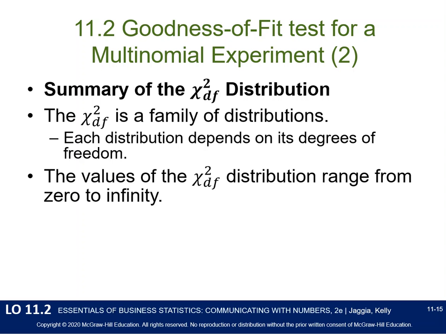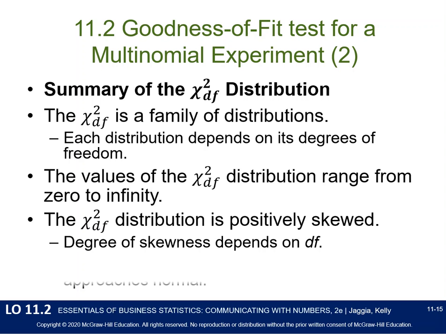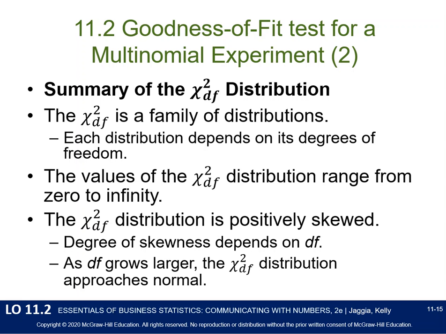And so the chi-square distribution, again, it's asymptotic. It goes almost to 0, but not all the way to 0. It is always positive, though. You can't have a negative chi-square. And so it is always positively skewed, which means it skews off to the right. And then the larger the degrees of freedom, the more closely it approximates a normal distribution. So we'll look at that on the next slide.